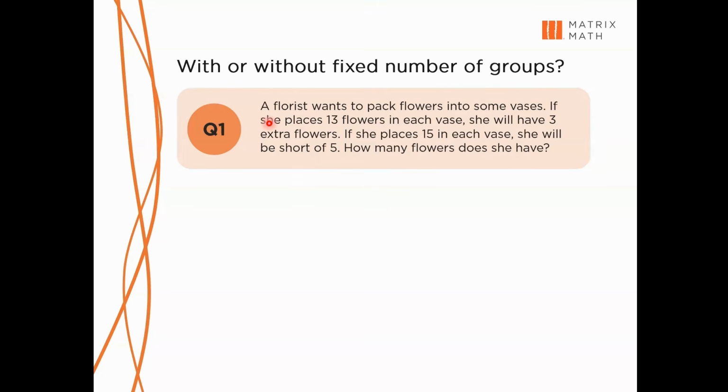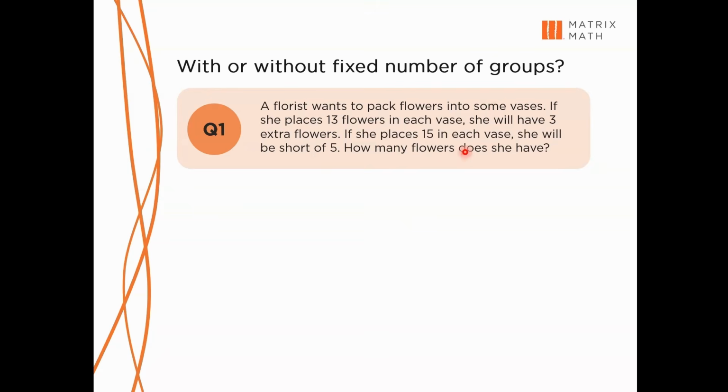The florist wants to pack the flowers into some vases. So the number of vases is the number of groups. The number of vases is actually fixed for this question, because there are some vases. We have a fixed number of groups. So the answer is fixed number.